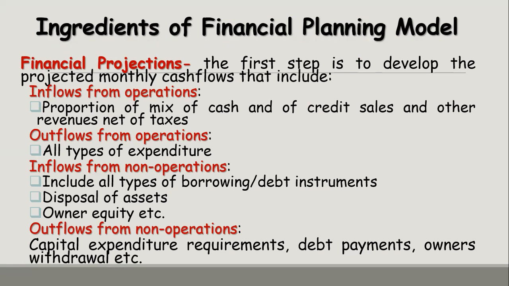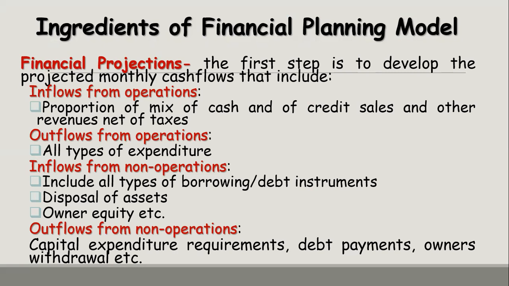Normally, within the organization, there is a mix of cash and credit revenue or sale. And all revenues are net of taxes. So, when we discuss the revenue or the sale, the figure is net of taxes like sales tax, not the income tax, because income tax is calculated after EBT, earnings before interest and tax.